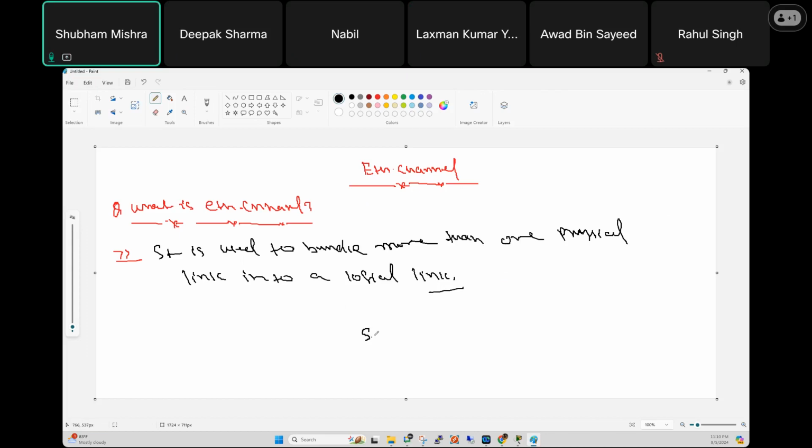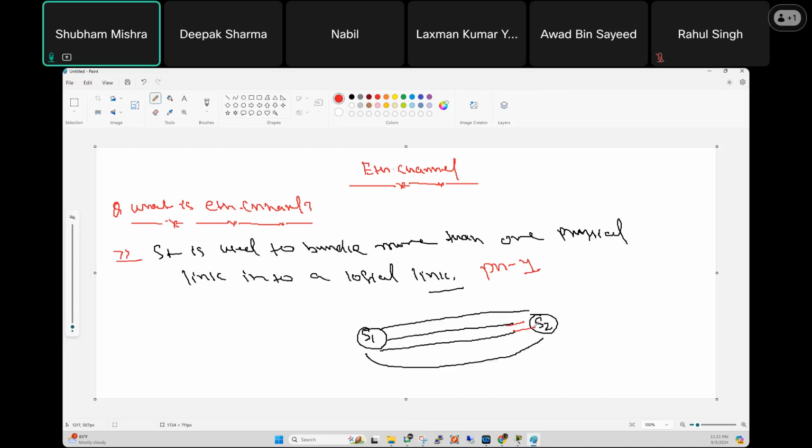What do you mean by it? It means if you have switch number 1 and switch number 2, and you have, let's suppose, 4 links. How many links, guys? 4 links. Physically, how many links do you have? 4 links. But with the help of EtherChannel, we will bundle all 4 links and create only one single logical link. That is EtherChannel.